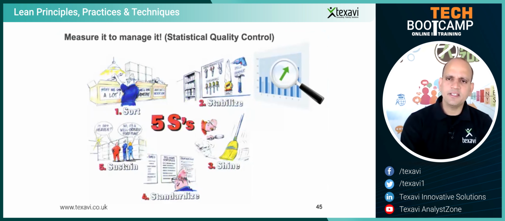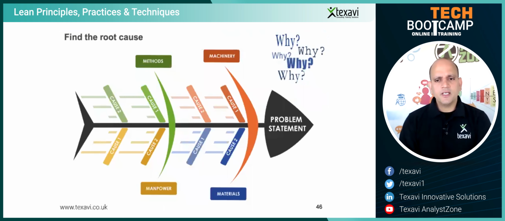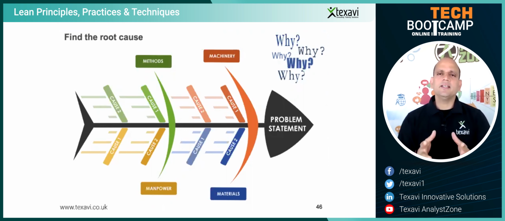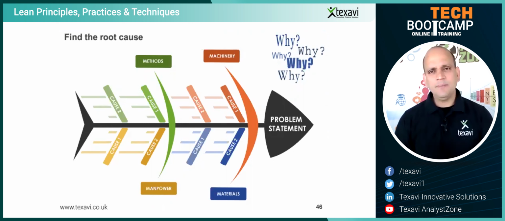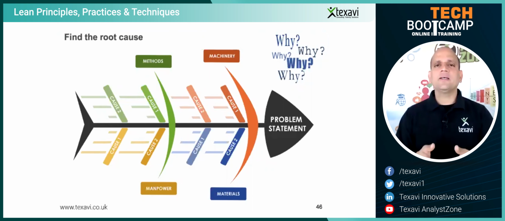So 5S is another very valuable tool for that. And then one of the other techniques you might have come across is the Five Whys technique, or the Ishikawa diagram, named after the person who created it, also called the Fishbone diagram. There are different ways to do this, but basically it gets you to the root cause of any problem, why a certain thing is happening. You ask the question why, to go to the real root cause of why something is happening.